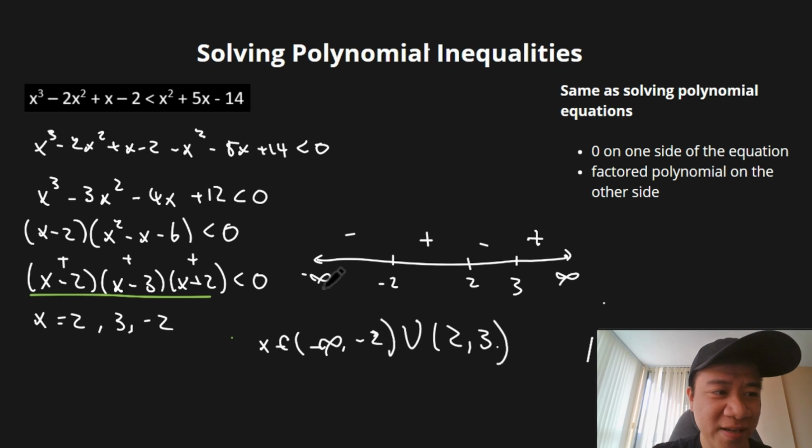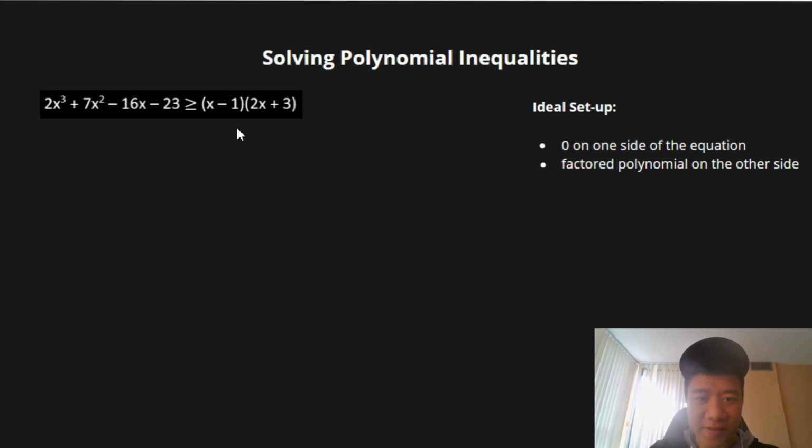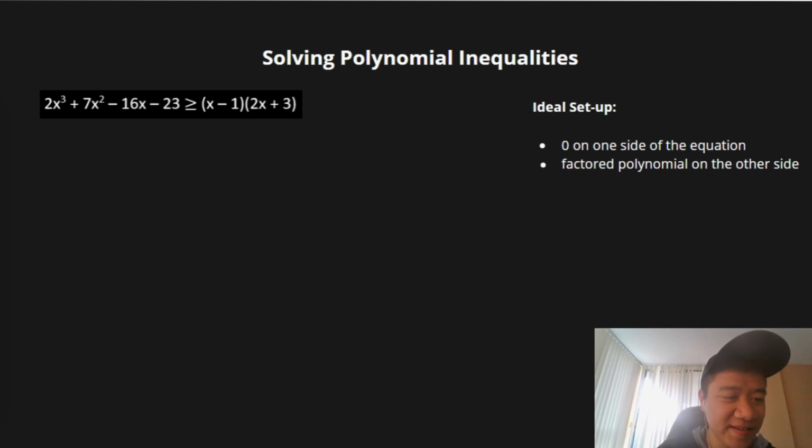That's solving polynomial inequalities. Okay, so here we have another polynomial inequality. Notice we have a greater than or equal sign. And this doesn't actually change anything about the way we do things, meaning the process of solving our inequality is still going to be the same. The only thing that changes at the very end is how we write out our answer. Okay, so let's do this.